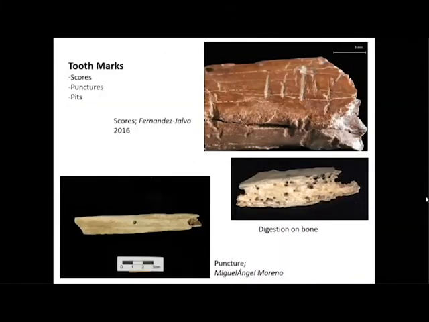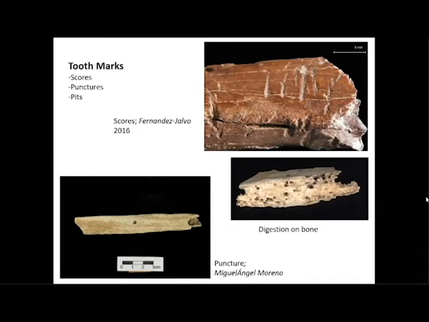The next category is zoogenic modifications. These are usually modifications placed on the bone by other animals. I gave a good example of carnivore-based modifications. On the first slide are the tooth marks caused sometimes by carnivores. We call them scores, the linear tooth marks.